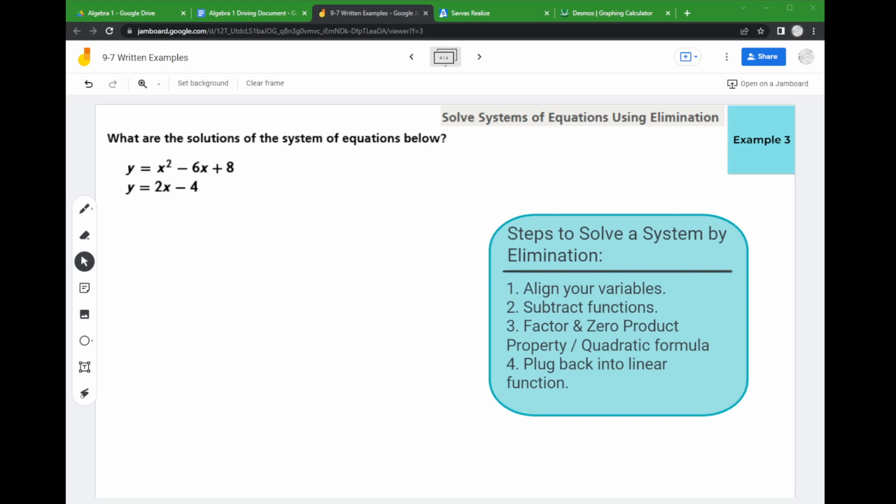Alright, so the previous two examples were all about how to solve systems of equations using graphing, which, let's be honest, graphing's a little shady, right? We don't quite like to graph. And so what I'm going to do is show you a process called elimination. Remember, to eliminate a variable means to cancel one out. Alright, so to get rid of it.